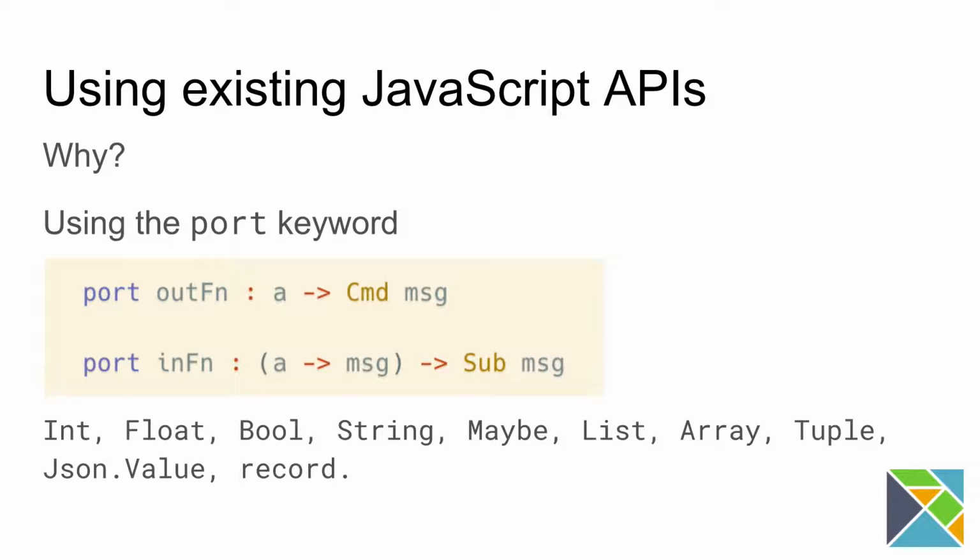So basic primitive values: int, float, bool, string, maybe, then lists, arrays, tuples, JSON values, and record, which is the object type like I showed earlier. So the specifics here are the out function gets some kind of typed value and returns a message, which is then handled in the update function. So you know that something was sent, but everything here is asynchronous.